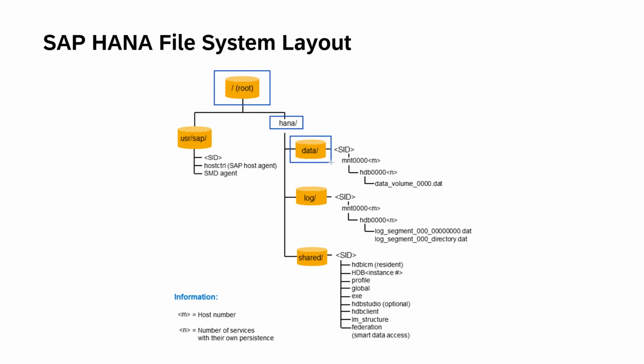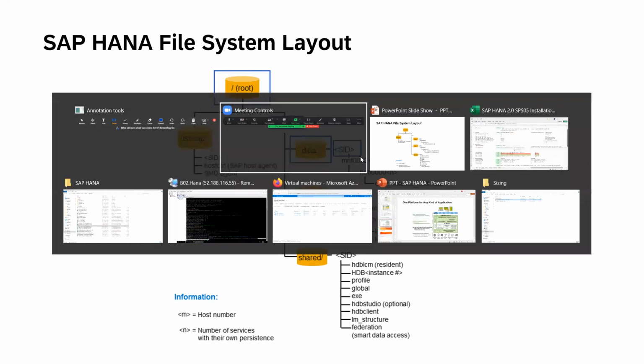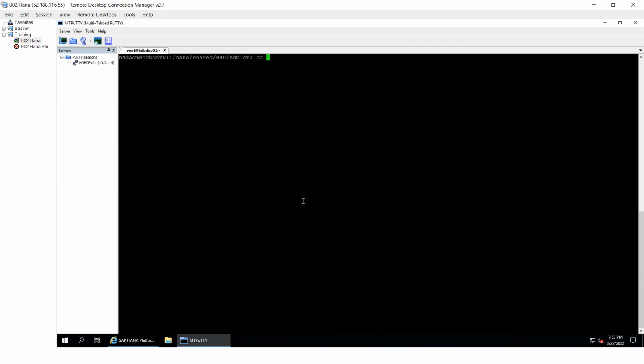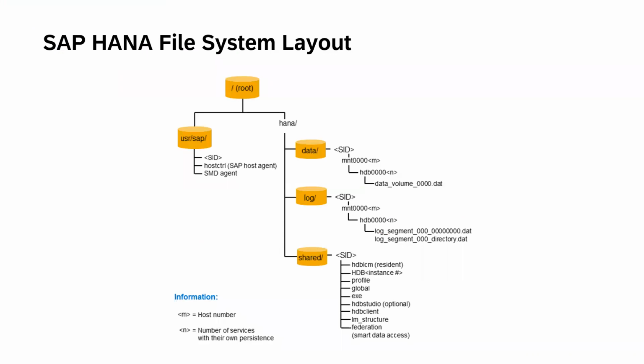That will be your /hana/data. What will it contain? It will contain one SID directory. If you go inside this, cd /hana, in this HANA directory you will find these three directories: /hana/data, /hana/log, and /hana/shared. As it is given here on this screen: /hana/data, /hana/log, and /hana/shared.